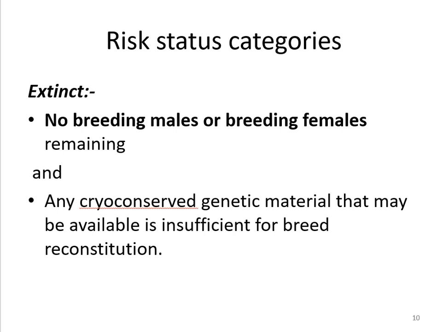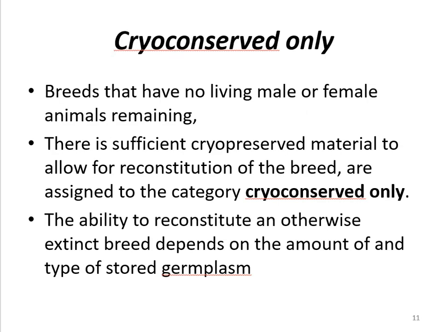The first category is the most dangerous one, which is extinct. It means we do not have any breeding male or female of that breed, and we do not have sufficient cryoconserved genetic material which can be used for reconstitution of that breed. Next category is cryoconserved only. Here we still do not have any living male or female animal remaining, but we have sufficient cryoconserved genetic material to allow for reconstitution of a breed. So the ability to reconstitute would be determined by the amount and type of germplasm. It could be ova, embryos, and sperm or somatic cells.